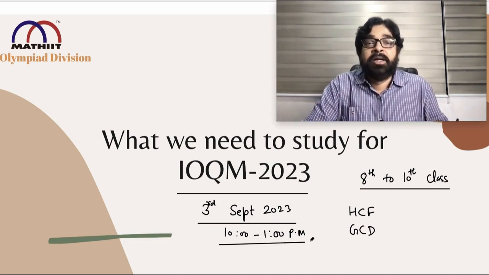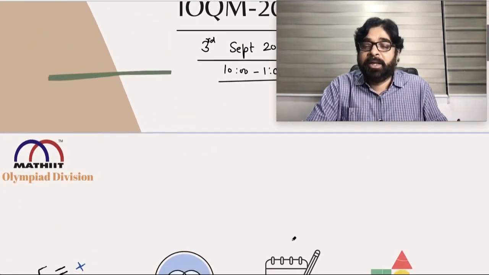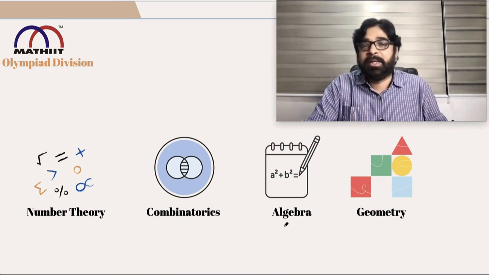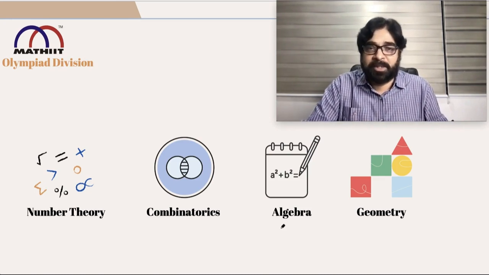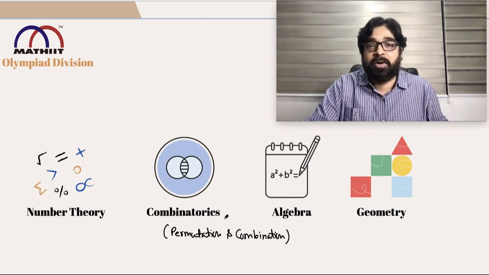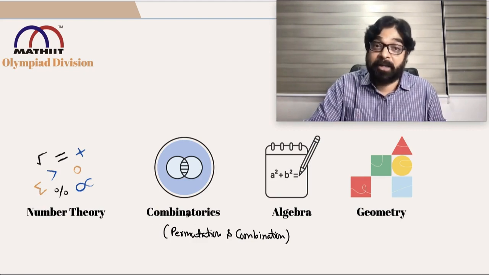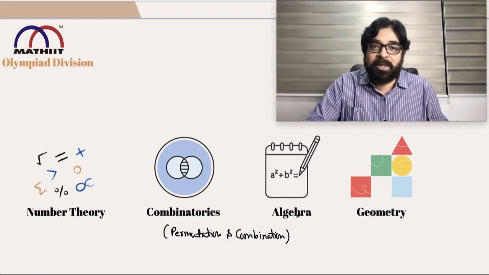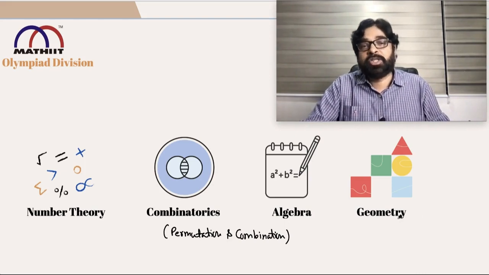So let's start. The first chapter in the IOQM, according to me, we should go like this. Actually it's 5 chapters, but for IOQM I'm breaking it into 4 particular chapters. First is number theory. Second is combinatorics, which is called permutation and combination. Generally students in 11th or 12th class call it permutation and combination, but in Olympiad language it is called combinatorics. This is the more common name for students who prepare for Olympiad. A student who never heard about the Olympiad will ask what you are talking about. And algebra, everybody understands algebra. And geometry. These are the 4 chapters that will be there.